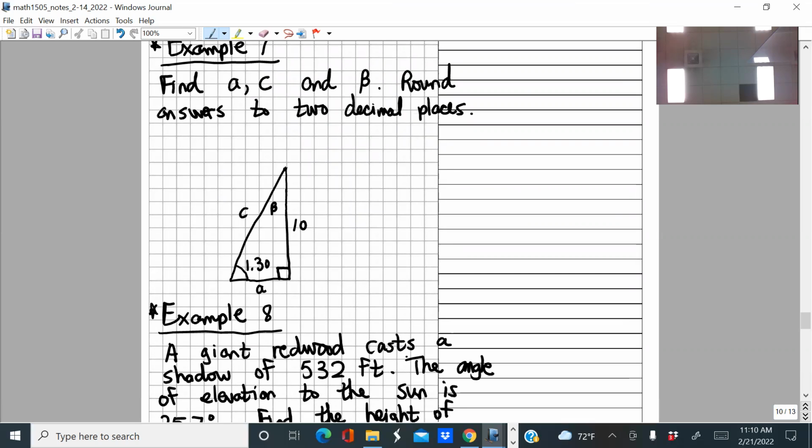So here we have a triangle. We have an angle, the measure there is 1.30, in radians. So we've switched to radian measure here. Let's see if we can figure out the other sides of this triangle and also that angle beta. Now y'all are going to have to help me with beta, because that's a little bit trickier here in radians.